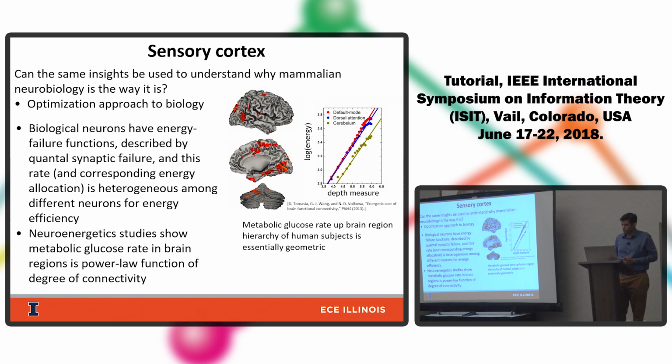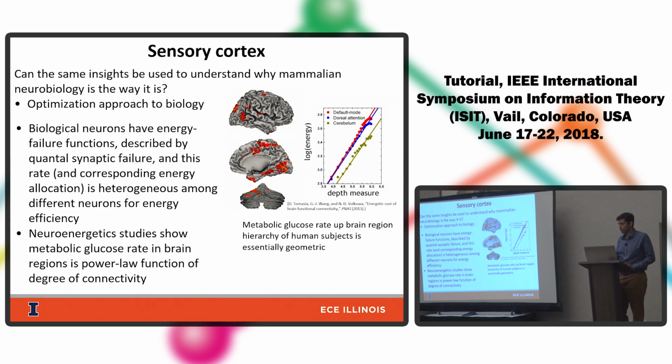Okay. As a side note, just coming back to the biology, since it was kind of interesting, the optimization principle, the energy allocation, is essentially also observed in mammalian sensory cortex. So if you look up a lot of data on metabolic glucose rate in brain regions, the number of neurons in different sensory regions, and so on, the noise properties of quantal synaptic failure and other things, you find exactly the prediction that our theory makes.